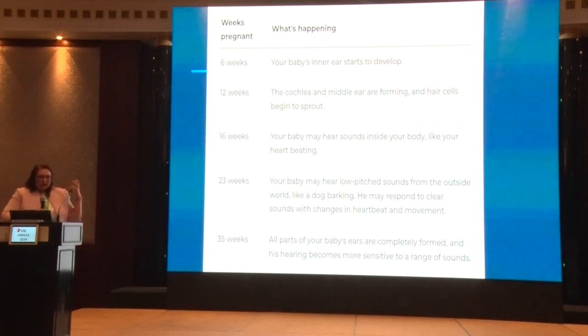Why am I telling you this? Because if the mother is exposed during the first trimester of pregnancy to any infection, measles, rubella, or any antibiotics, it might affect the development of the inner ear.